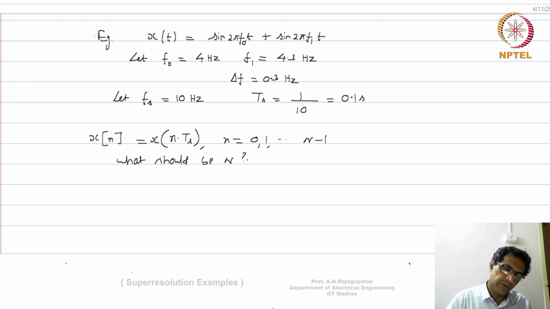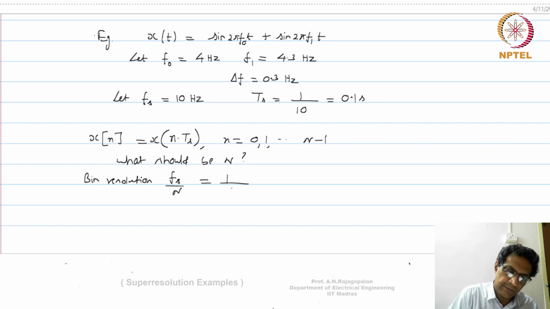Now we know that when you compute the DFT of x of n, the bin resolution in the DFT is going to be fs by N. It's fs by N, which is nothing but 1 by N times ts. This is why we say that N times ts is the amount of time for which you are watching x of t. Therefore, the more you watch the signal, the higher your ability to resolve frequencies will be.